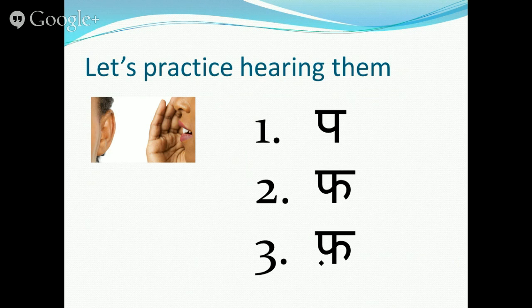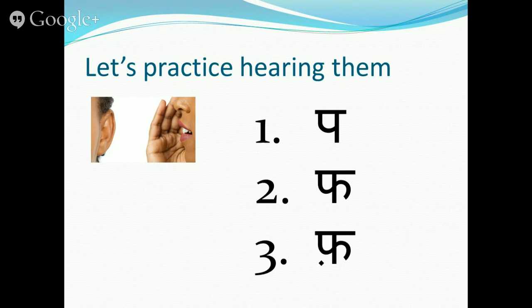That's number 3. Ba. That's number 1. Pa. That's number 2. Fa. That's number 3. Ba. That's number 1. Pa. That's number 2. Fa. That's number 3. Pa. That's number 2. Fa. That's number 3. Pa. That's number 2. Pa. That's number 2. Pa. That's number 2. Pa. That's number 2. Ba.